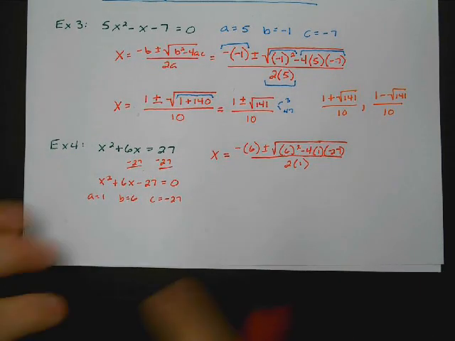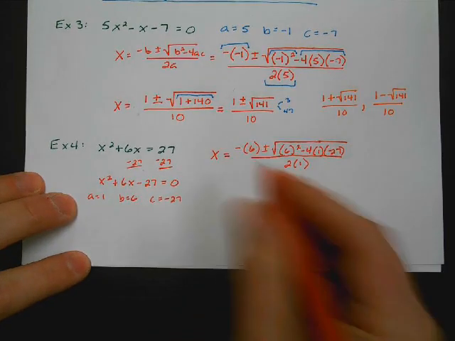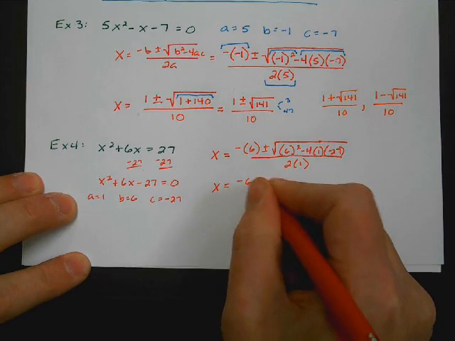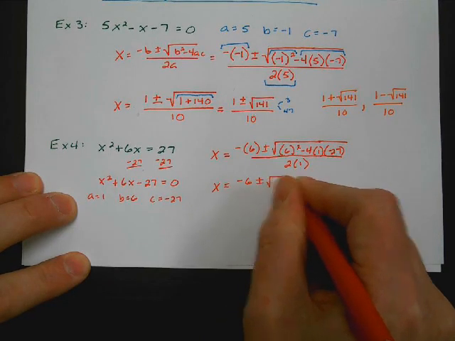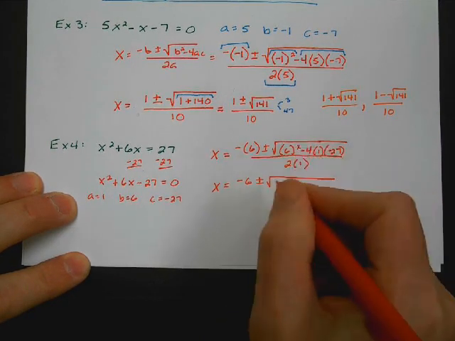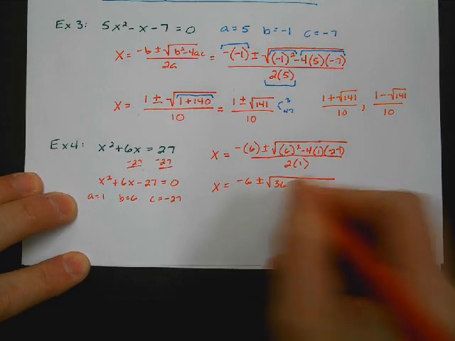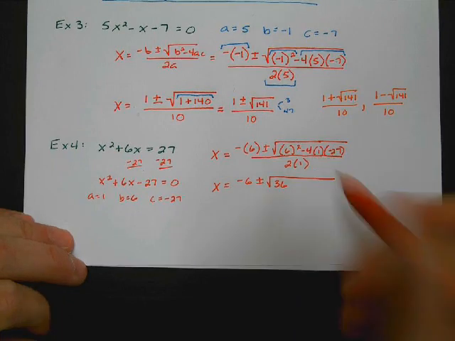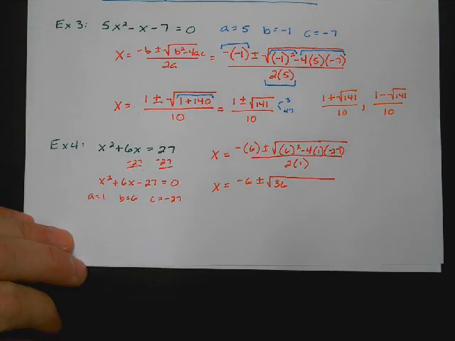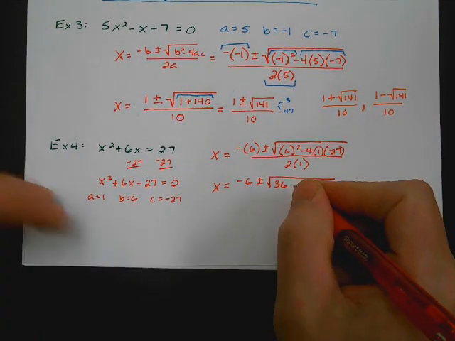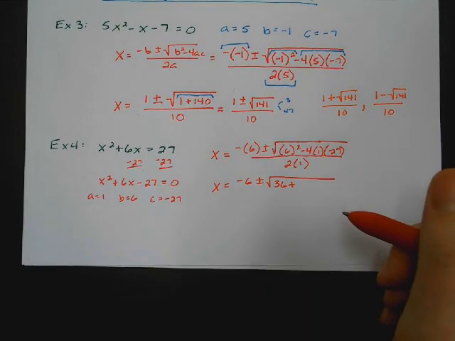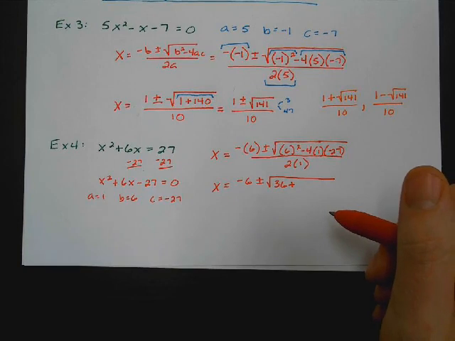I'm going to clean up my 4 spots. So here I'm going to make this into negative 6 plus or minus. The next spot I'm going to clean up is 6 squared, which is 36. Next thing that I'm going to clean up is negative 4 times 1 times negative 27. I know that answer is going to be positive. Oh, I hate that. Let's see, 2 times 27 is 54. 54 times 2 is 108.